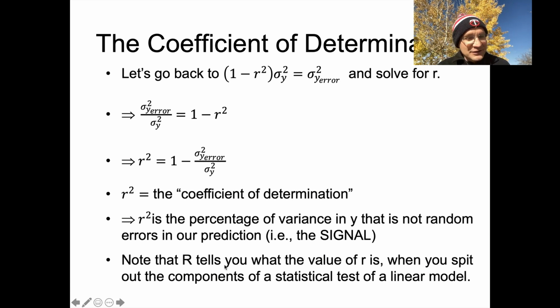I'm going to say here that this is the end of this portion of the lecture, but I will tell you that R tells you a lot of different things when you ask it to run a linear regression analysis, and one of those things is the value of r squared. We'll see that directly as we go through a couple of examples of how to run a linear regression in R and how to interpret its results.